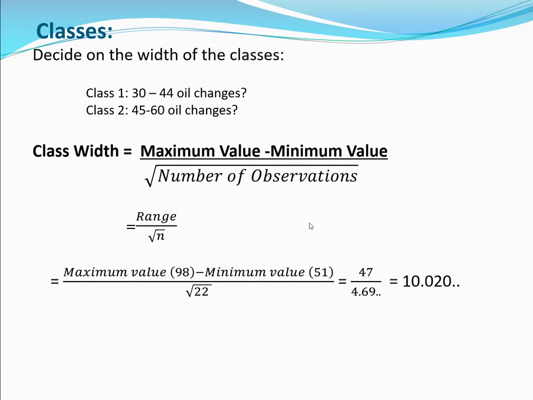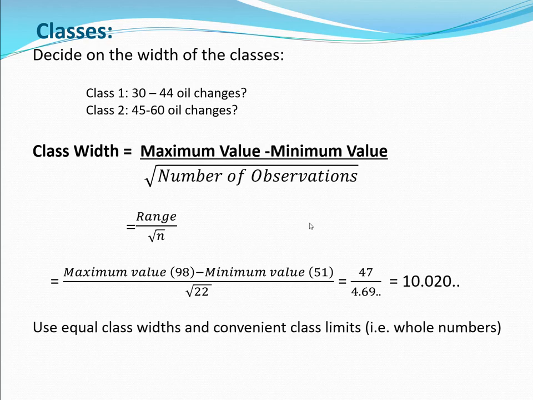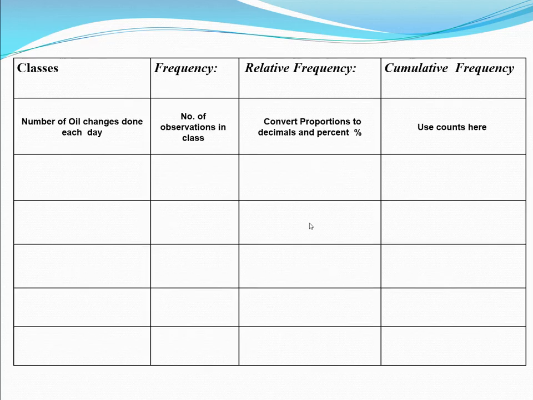So 98 minus 51 is 47. The square root of 22 is 4.69, and don't lose any of those decimals. So 47 divided by 4.69 is going to be 10.020. Well, you want each class to be a whole number, relatively speaking, so you want equal class widths and convenient class limits, so we'll make our class width 10 oil changes.